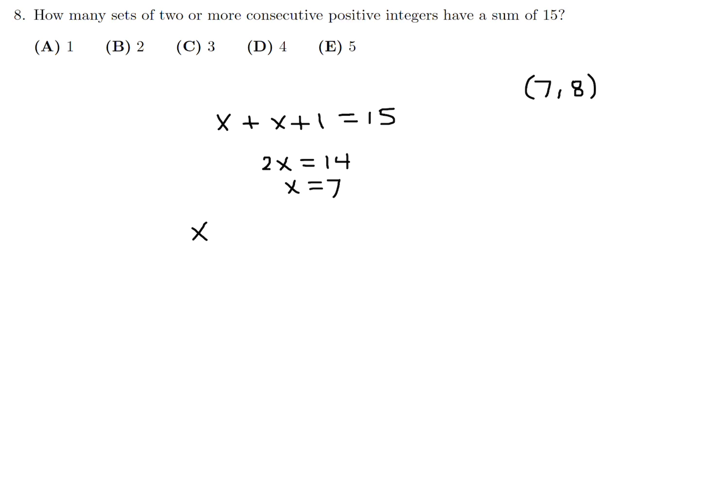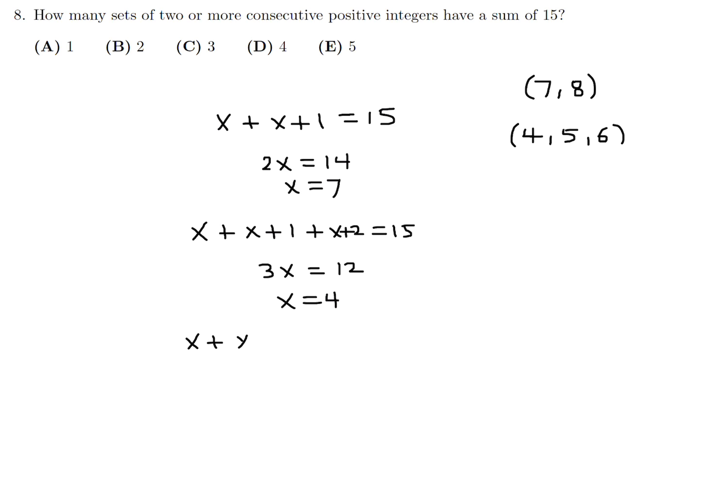Let's try 3 consecutive. x plus x plus 1 plus x plus 2, like that. And that gives me 3x is equal to, I believe, 12, because you got to subtract 3. So x equals 4, and therefore that set would be 4, 5, and 6. Okay, let's try 4 consecutive. x plus x plus 1 plus x plus 2 plus x plus 3 is equal to 15. So that becomes 4x is equal to 9, but then x would not be an integer. They've got to be integers.